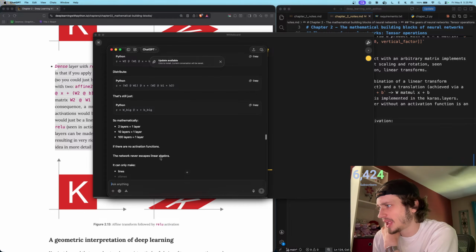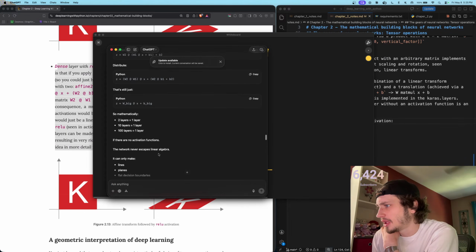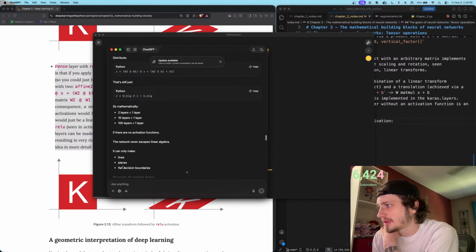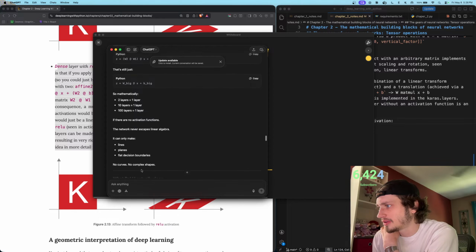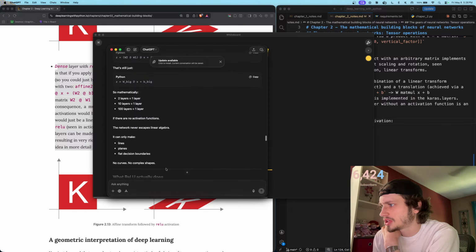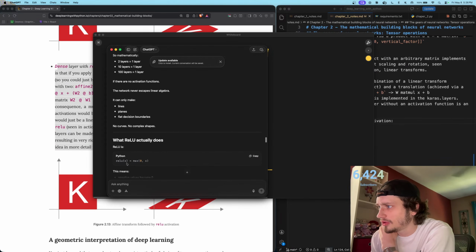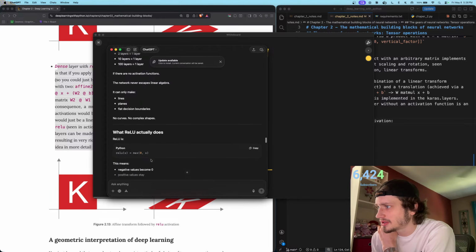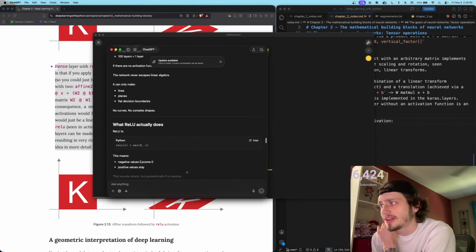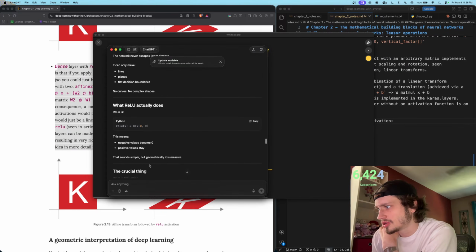The network never escapes linear algebra. It can only make lines, planes, and flat decision boundaries. No curves, no complex shapes. What the ReLU stands for: ReLU is max(0, x). This means that negative values become 0 and positive values stay. That sounds simple, but geometrically it's massive.